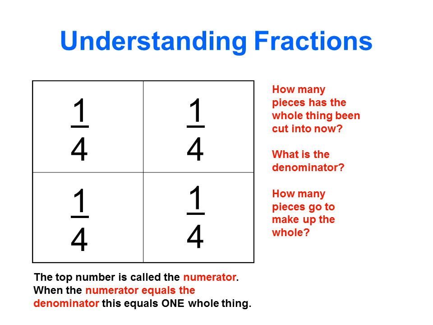The top number of this fraction is called the numerator. When the numerator equals the denominator, this equals one whole thing. So when the top number, 4, is the same as the bottom number, 4, then this is equal to one box.